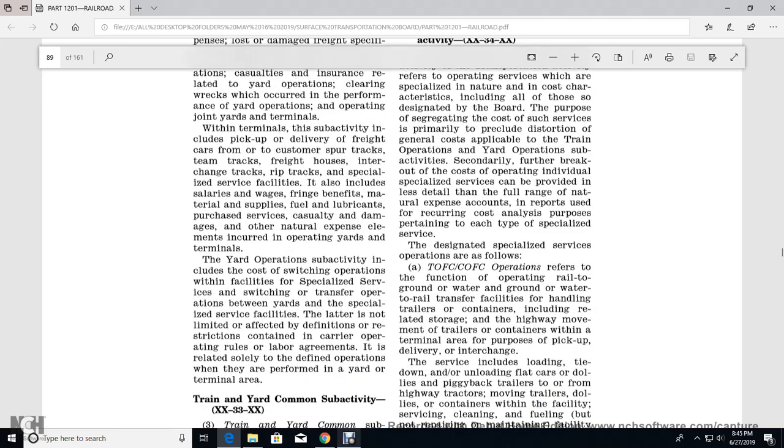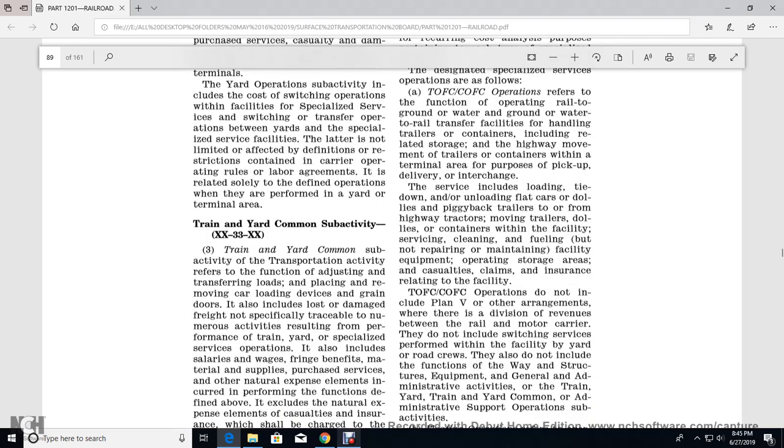The designated specialized services operations follow the trailer and flat car container and flat car operation for the operating of the rail and ground with the water, rail transfer and handling of the trailer containers, including the related store with highway, moving them with the trailer within the terminal area for the purpose of pickup, delivery and interchange. The service includes loading and tie down, unloading flat cars, dollies for the piggyback, travel to and from the highway tractor for moving trailers, with the dolly contained with the facility. The service includes fueling, but not repairing, maintaining the facility equipment, operating storage, and casualties claimed with the insurance relating to the facility, trailer and flat car container and flat car. It does not include Plan 5 or other arrangements with the division of revenues between rail and motor carrier, and does not include the switching for the performance of the facility of the yard.